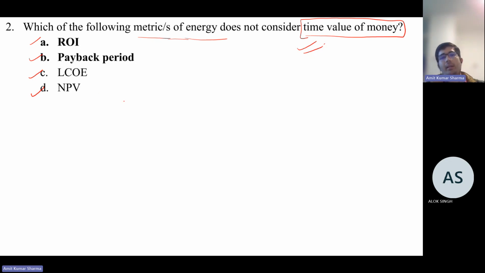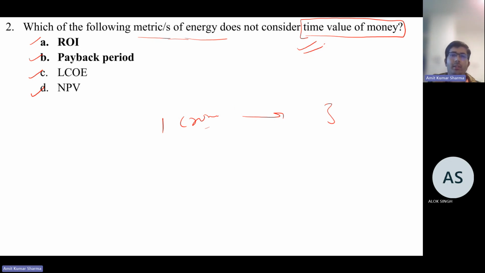But now we are investing. Today we are investing in that power plant, and that power plant will be there for so many years, and we are getting some returns from the power plant. So suppose today you are investing 1 crore rupees, and after 5 years you are getting a return of, suppose, 3 crore rupees.